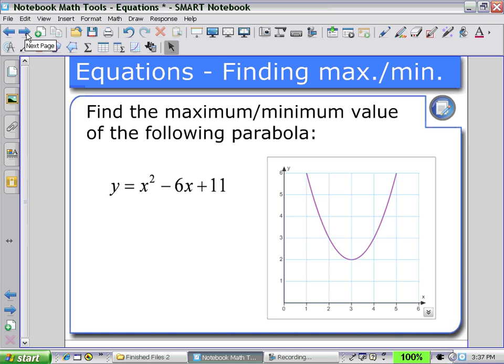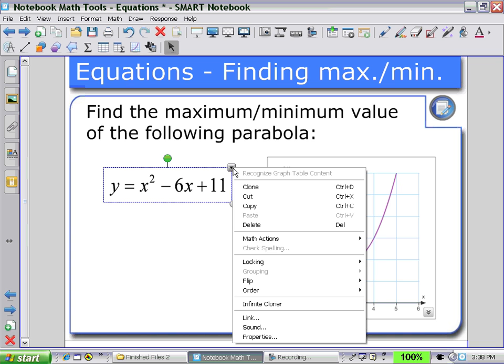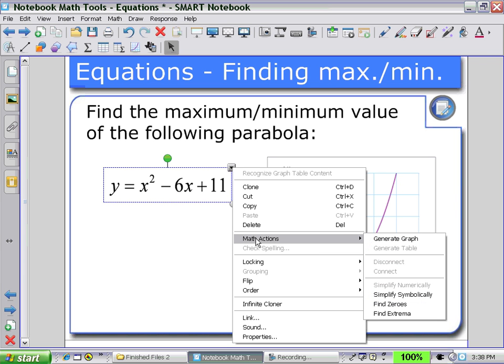We can also use this engine to look for maximum and minimum values. Again, the students can see from the graph and select a minimum value at 2. So they can check the results, selecting the equation, use the arrow pull down menu, select math actions, and in this case, they're looking to find the extrema.